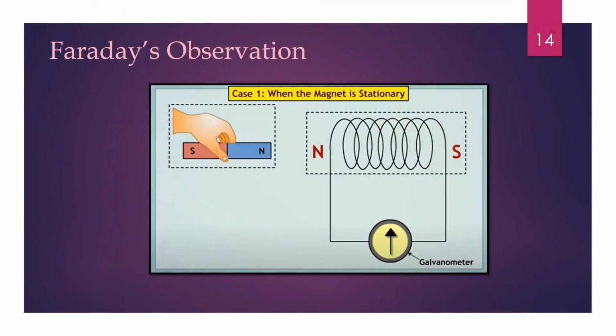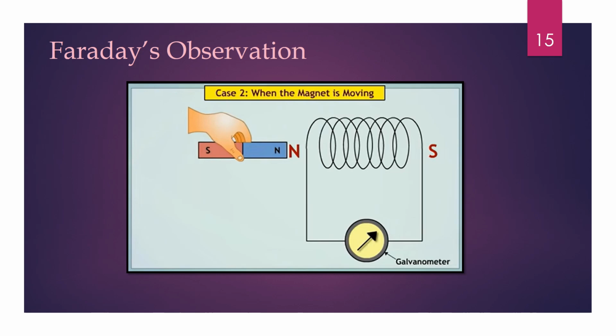According to Faraday, when there is no relative motion between the magnet and the coil, the magnetic flux within the coil remains constant. So, the galvanometer shows no deflection. But when the magnet is moved towards the coil, the magnetic flux changes and an EMF is induced in the coil. If the circuit is complete, the EMF causes current to flow through it.